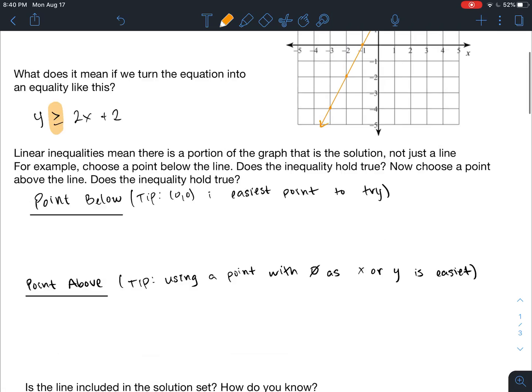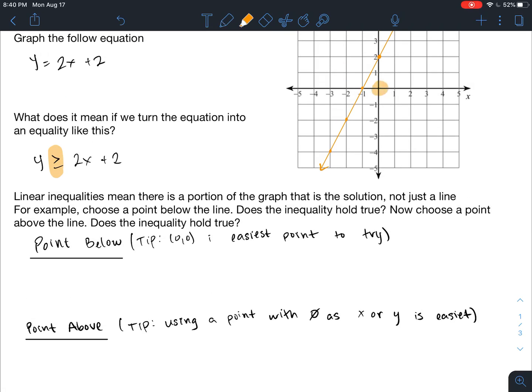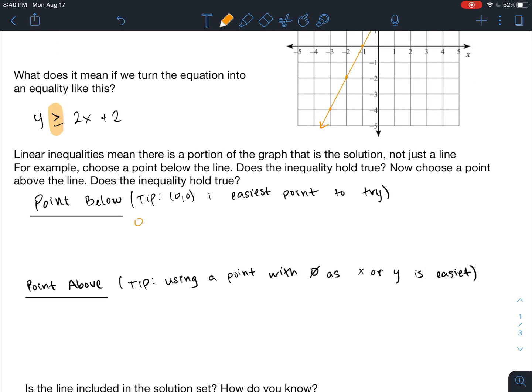I'm going to start with 0, 0 because that is a very easy point to plug into an equation. Starting with 0, 0, I'm going to use this inequality that we have right here: y is greater than or equal to 2x plus 2. Instead of y, I'm putting in 0. It's greater than or equal to 2 times 0 plus 2. Now that is 0 is greater than or equal to 2.